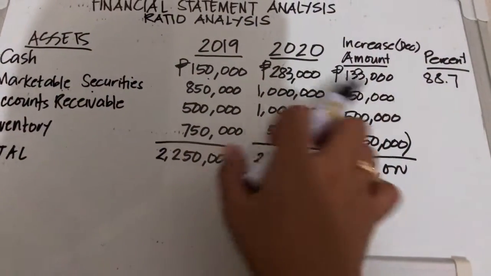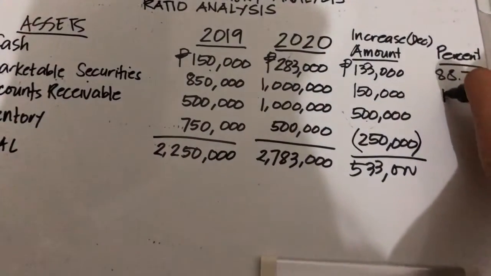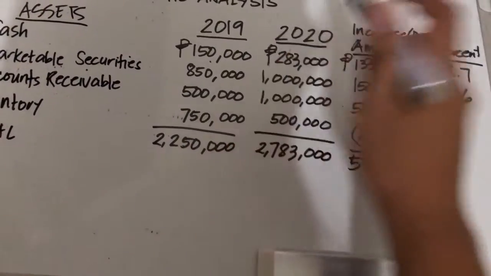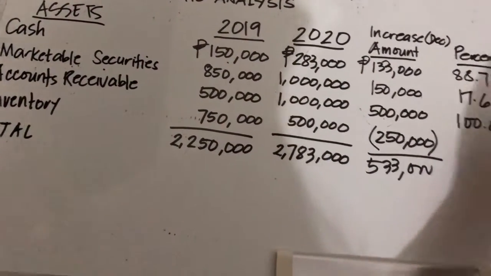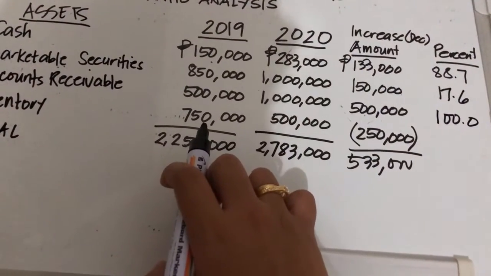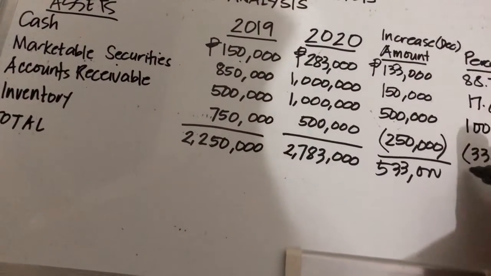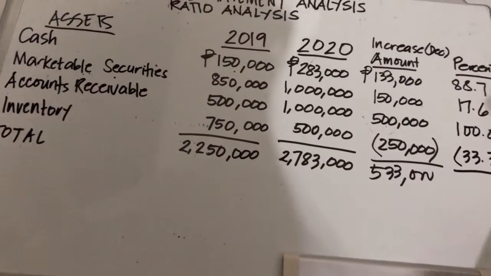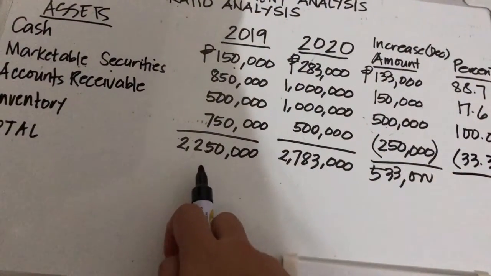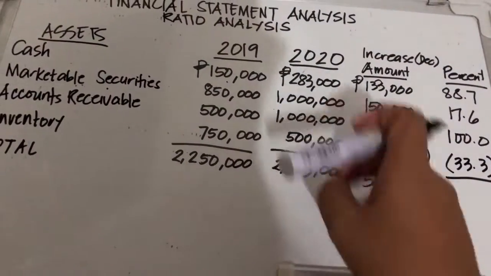So, same operation, 150 divided by 850, that is 17.6, and then 500 divided by 500, that is 100%, and then negative 250 here, divided by 750, that is 33.33 actually siya. So, 33.3. And then, 533 divided by 2,250,000, sorry.